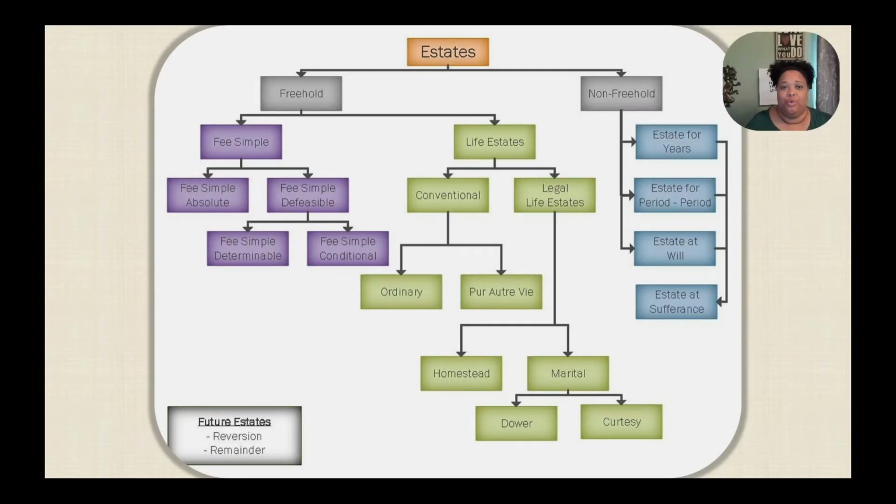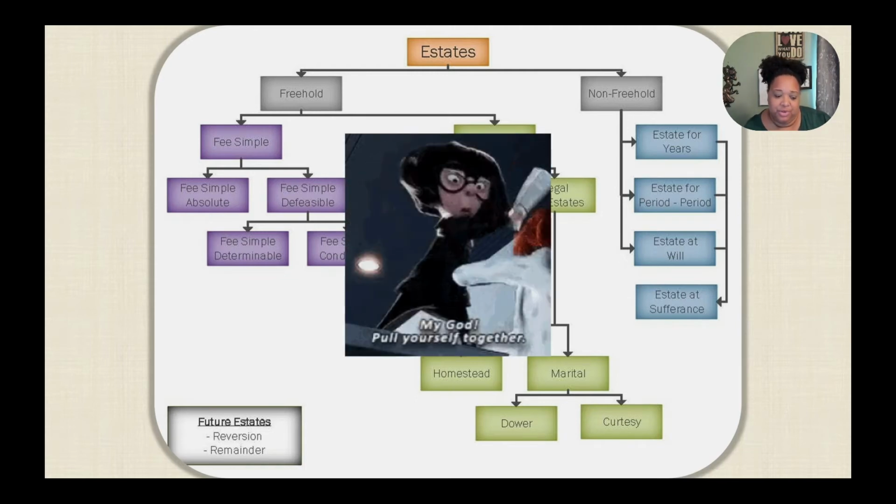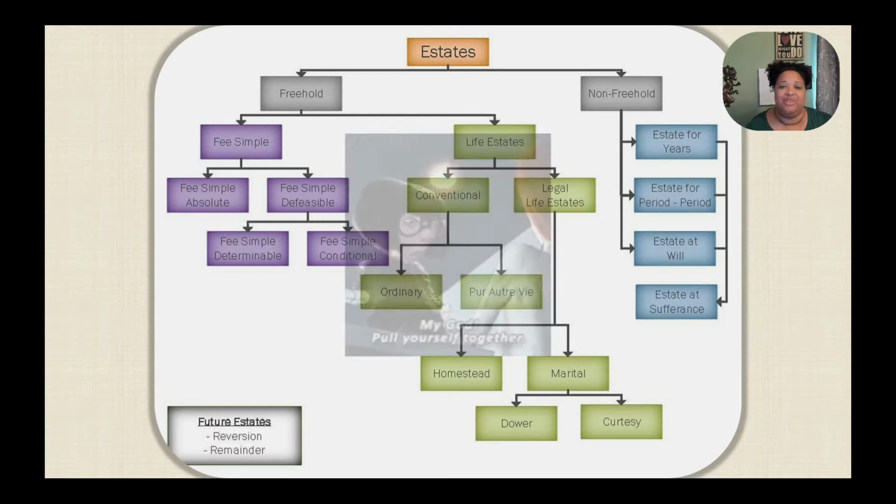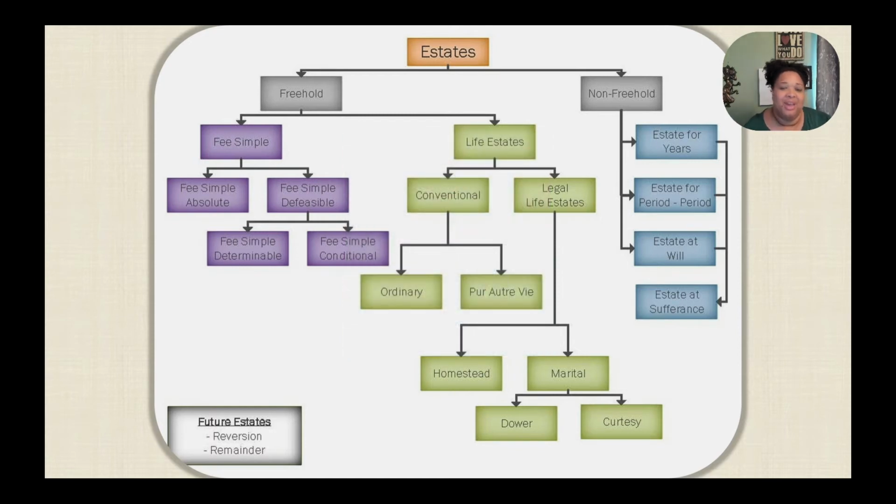An estate is when you have the right to own a property. Okay, well, it helps if I give you the right definition. Let me start over. An estate is the right to possess a property. So when you're renting a property, you know you have the right to live there. That's an estate. It's what we call a non-freehold estate.